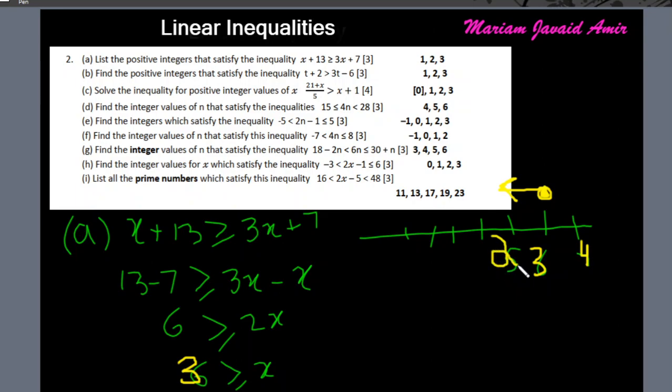So x is less than or equal to 3, that means we'll include 3, then we'll include 2, then we'll include 1, and the question says list the positive integers only. So positive integers will end at 1 and we won't go beyond 1, we won't include 0, minus 1, etc. So this is the answer for part A.